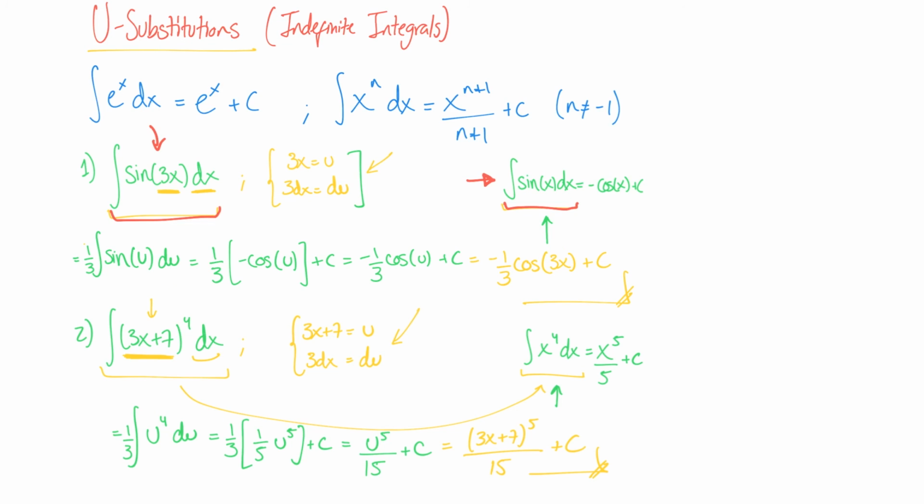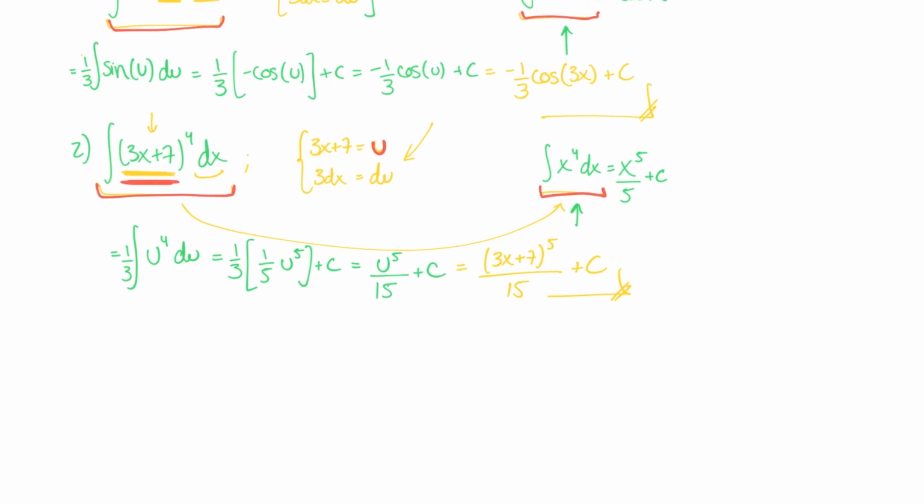Same thing here. I look at this integral and I have something to the power of 4. And I realize that, wow, it would be so cool if I could just have a variable to the power of 4. It would be very easy. So then I make sure that whatever is being raised to the power of 4 is equal to this new variable that I'm calling u.